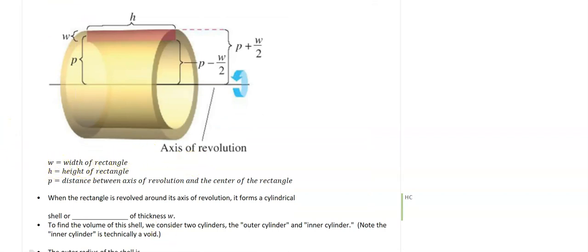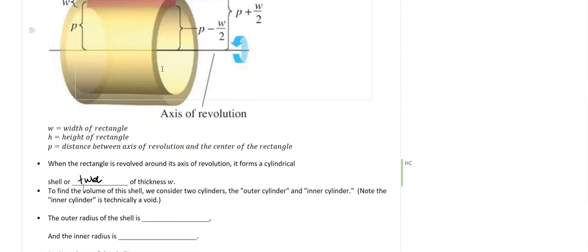We've got the width of our rectangle, which is the thickness of it. We have the height, which you might think of as the length of it. And then we have the distance between the axis of revolution and the center of the rectangle, and that's P. So P is basically the distance from this axis to the rectangle. And of course, when we revolve this shape, it forms a cylindrical shell, or you might think of it as a tube of thickness W.